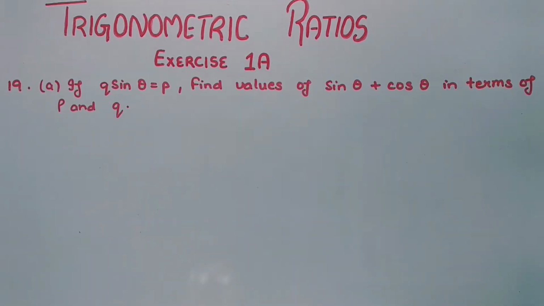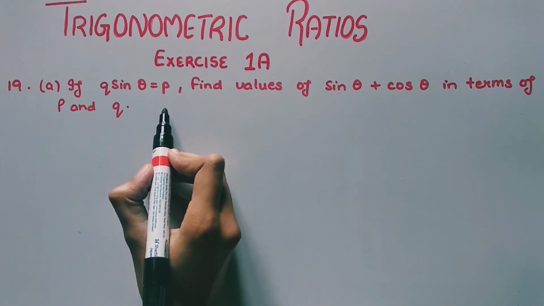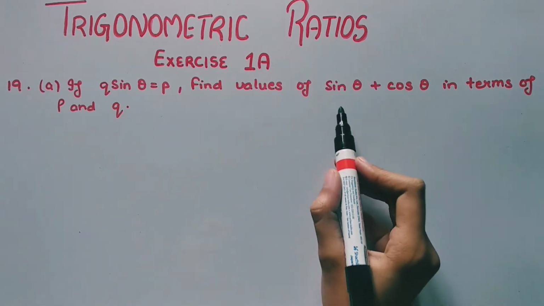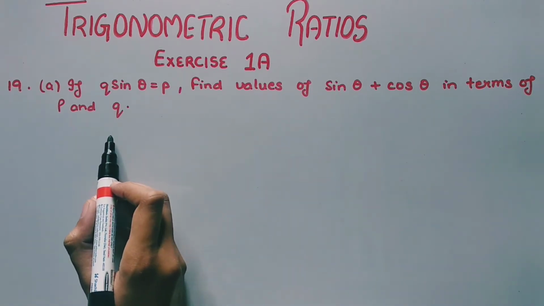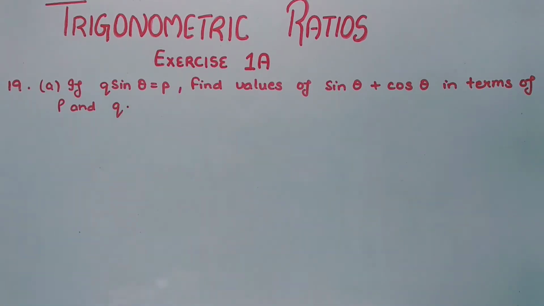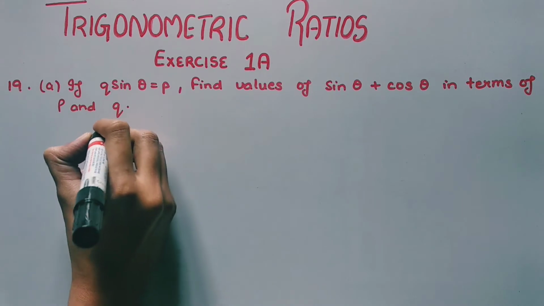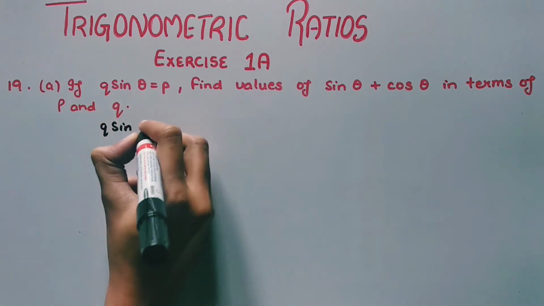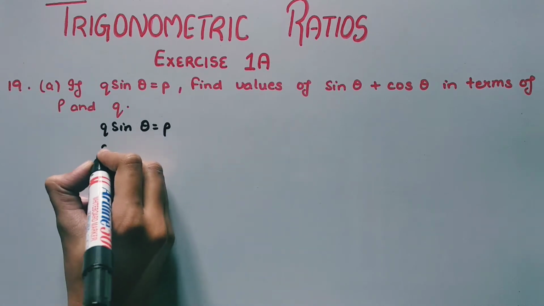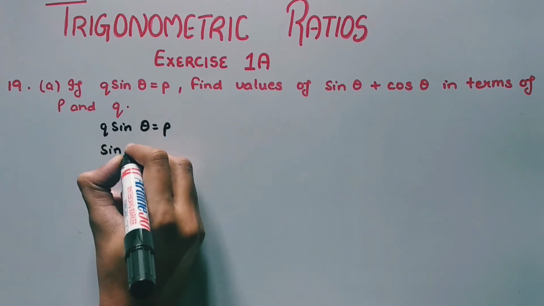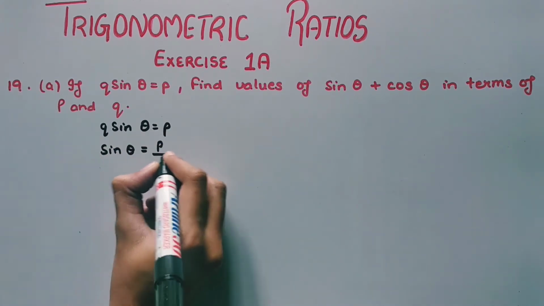We have a part of our next question. If q sin theta is equal to p, then we have to find the value of sin theta plus cos theta in terms of p and q. First of all, we are having this equation, that is q sin theta is equal to p. Q is multiplied by sin theta, hence will be divided on the another side, that is sin theta is p divided by q.